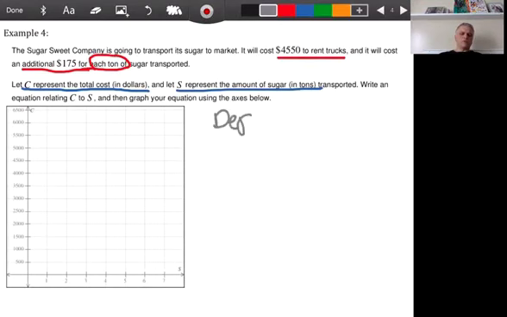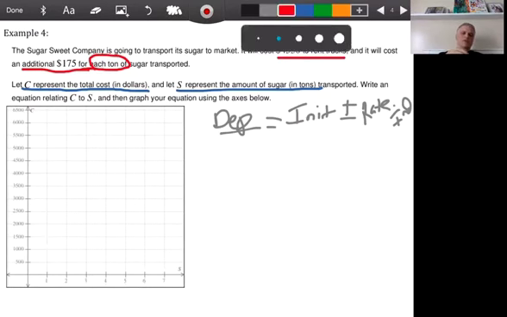Dependent variable equals the initial cost or initial amount plus or minus the rate times the independent. Okay. Go back and rewind and replay that again if you want. I'll just say it one more time. Dependent variable equals the initial amount plus or minus the rate times the independent variable.